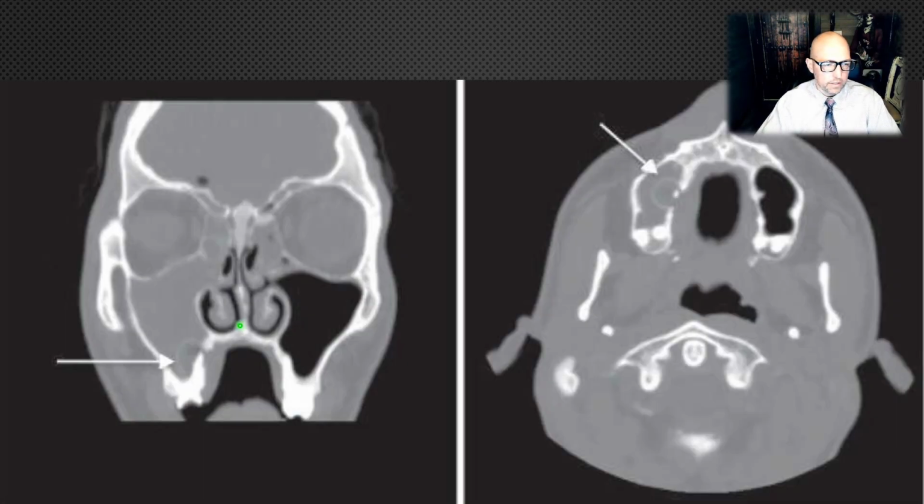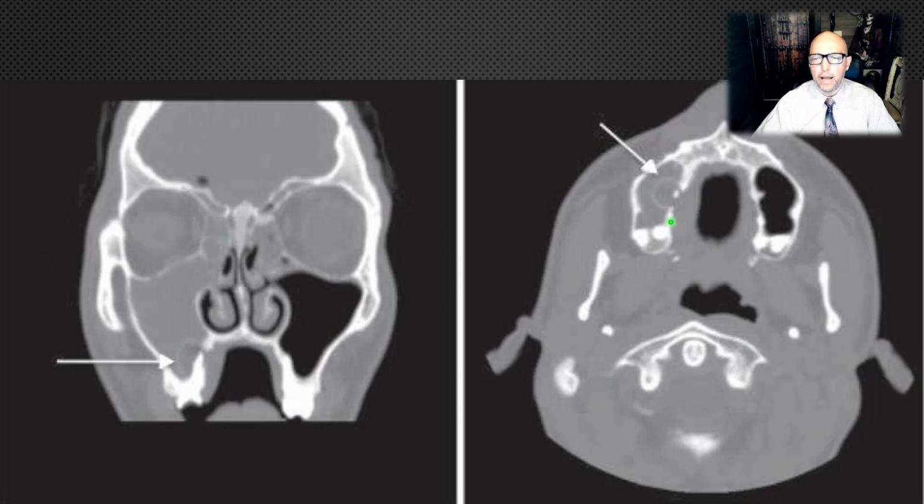Let's go quickly through this. Another example through the coronal plane. You do see a little bit of that corticated border. We also see some sinusitis. The sinuses should be nice and dark like this. They should be filled with air. But this is a periapical lesion that has led to odontogenic sinusitis.